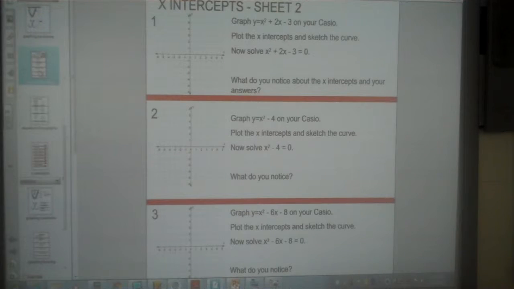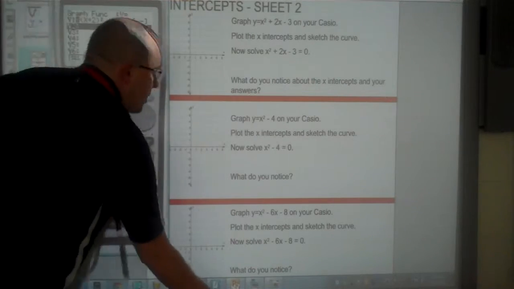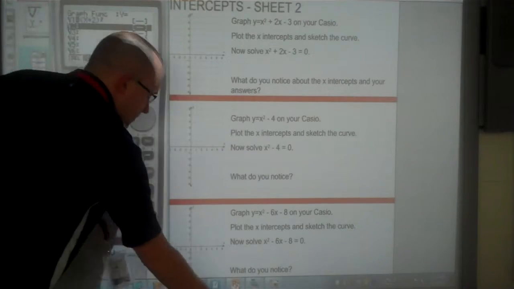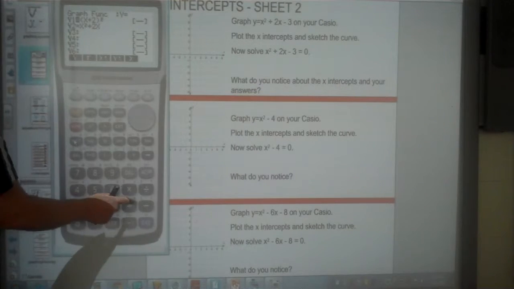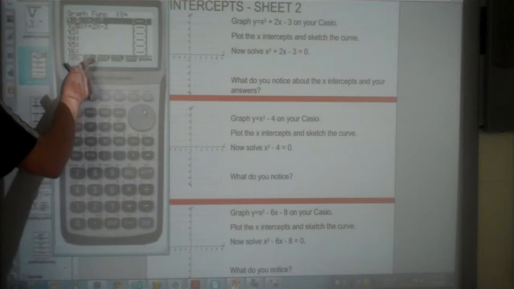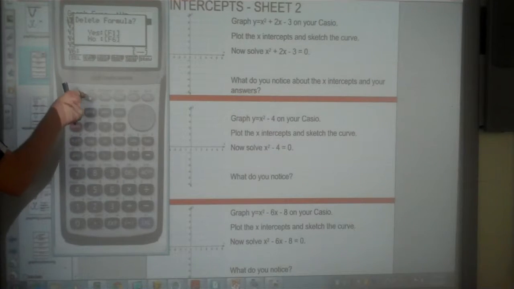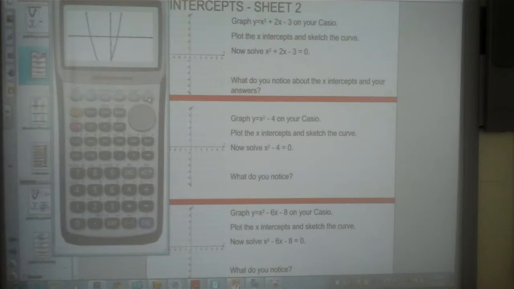So on the second one, it asks you to graph an equation. So I'll do the first one. It says that we're going to do x squared plus 2x minus 3. And actually I would like to get rid of that top equation. So I'm going to delete where it says del. And it asks me if I'm sure. Yes, I'm sure. And then let's draw it.